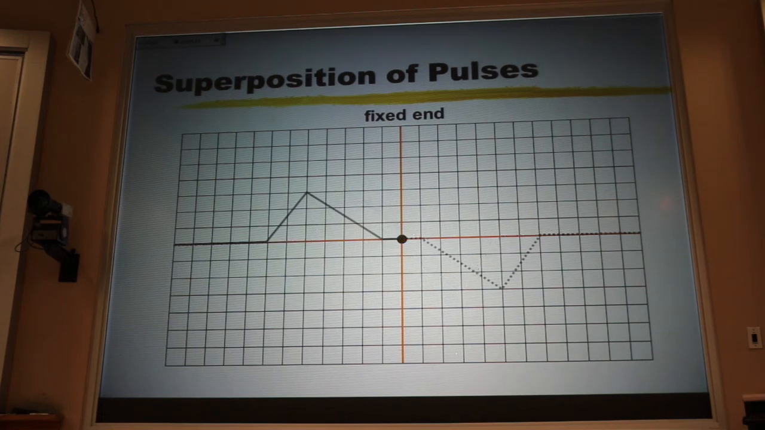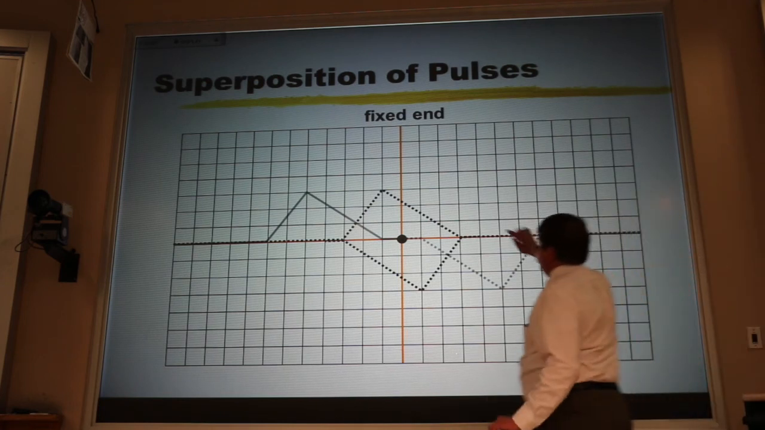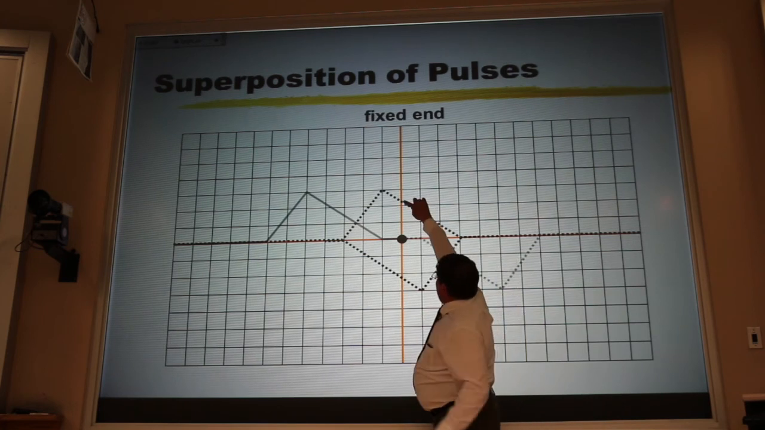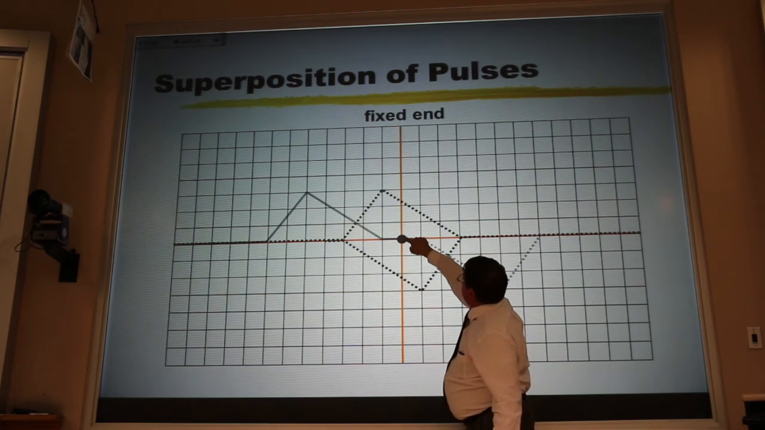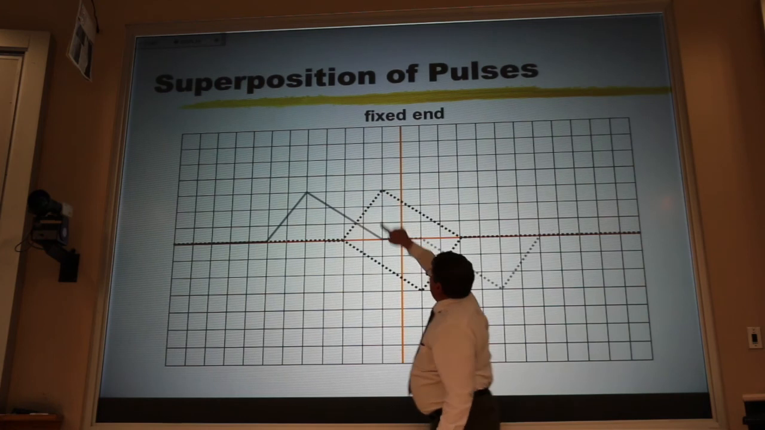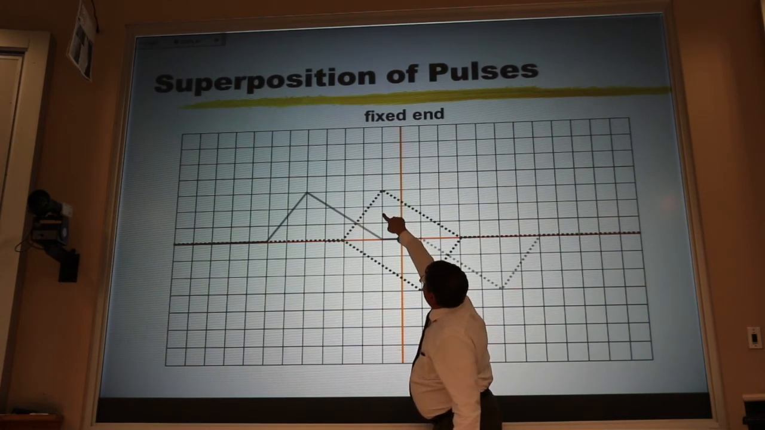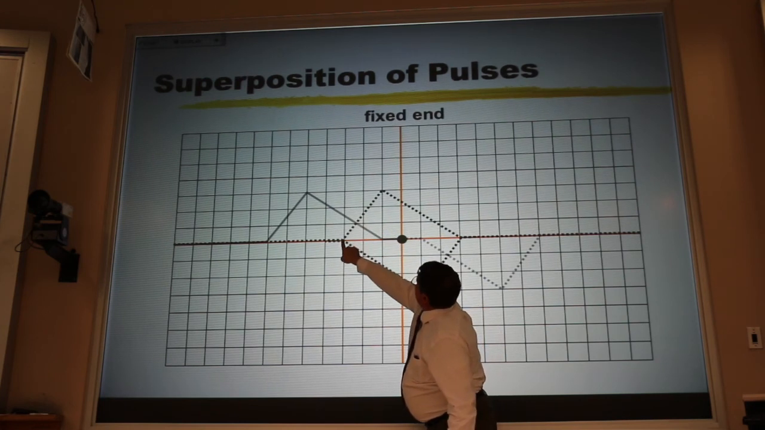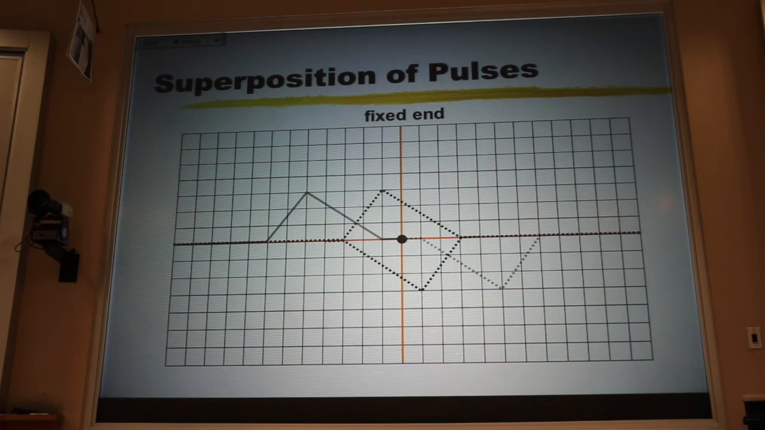Now let's look a little bit later in time when that has gone 4 squares to the right, and this one's gone 4 squares to the left. Now if we add them up, that's what superposition means. Add them up. I've got 2.25 here, minus 2.25 there, that gives me 0. I've got 3 there, minus 1.5, that gives me 1.5. I got 1.5 there, minus 3/4, that gives me 3/4. I got 0 and 0. So what I'm going to get is 0, 1.5, 3/4, 0. And that's what the string would look like at that time.